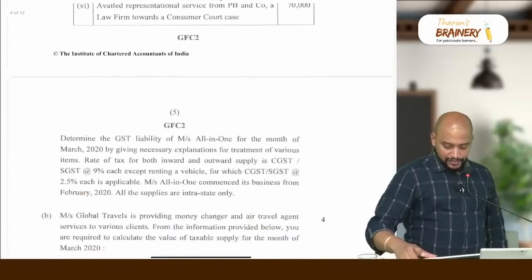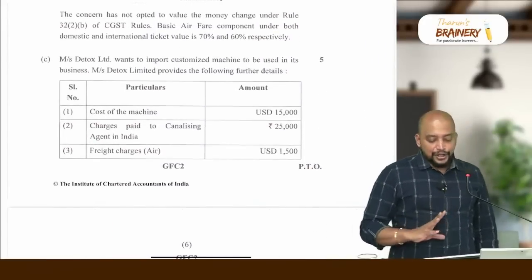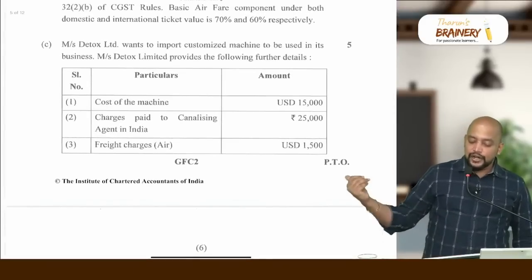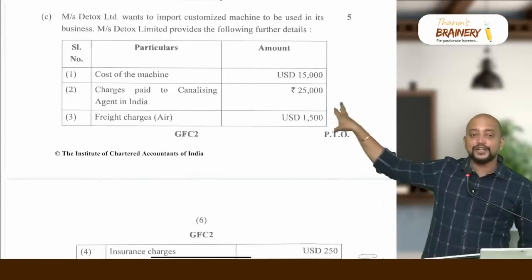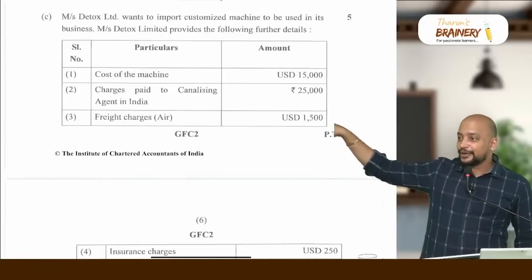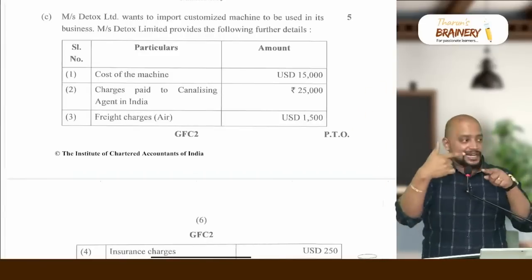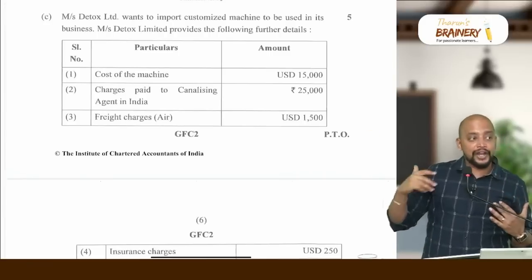So one computation based question is there. Messrs. Detox Limited wanted to import a customized machine to be used in its business. Detox Limited provides the following further details: cost of the machine, charges paid to canalizing agent in India. So what they will do in a computation based question, the case law will be connected like this, and what is your answer, whether the 25,000 is to be included or not included.